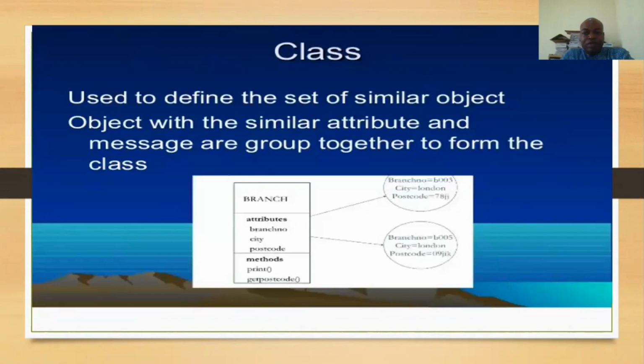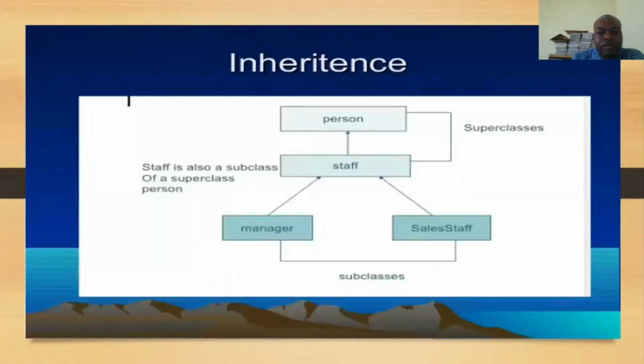Next, class. What are the features of classes? A class is used to define a set of simpler objects, objects with similar attributes, and messages are grouped together to form the class. For example, we have a branch relation, with attributes under the branch entity: branch number, city, and postcode for that branch. Then the methods: we have a print method and a get postcode method. So, inheritance.